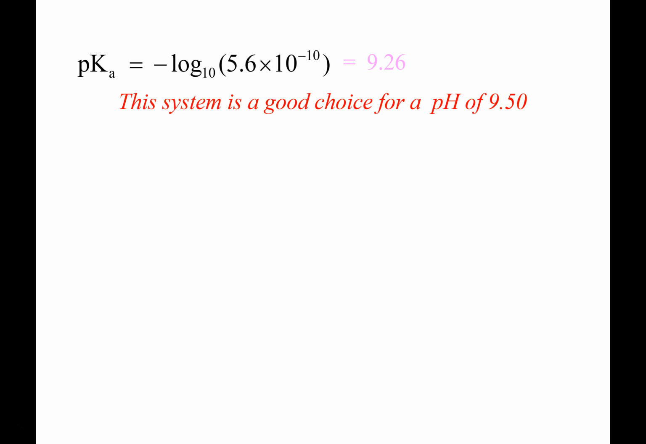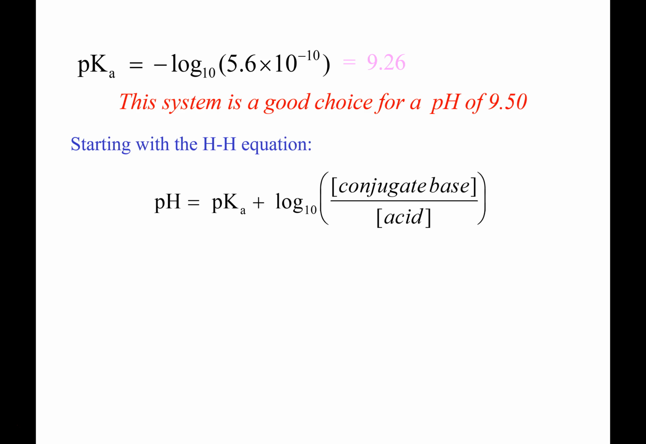And I think the next line says it's a good choice. What I mean there is, remember that the closer the ratio is to 1, meaning even amounts of base and acid, the better. If they're equal, this ratio becomes 1, and log of 1 is 0. So ideally, your target pH should be within plus or minus 1 pH unit of your pKa.